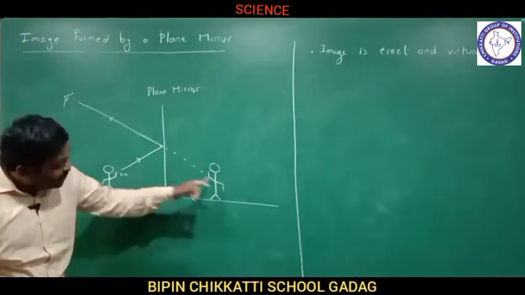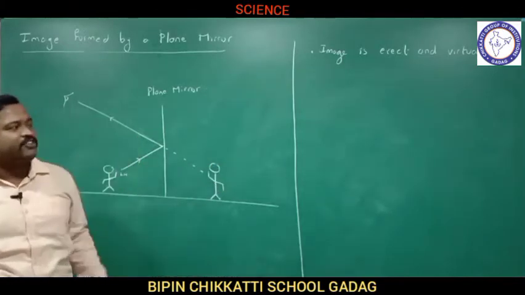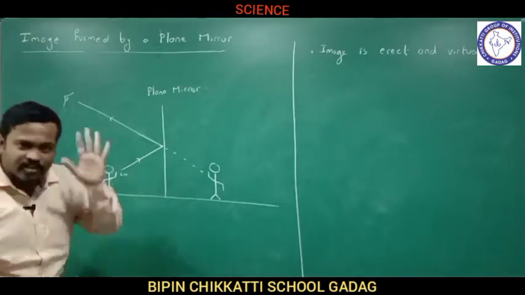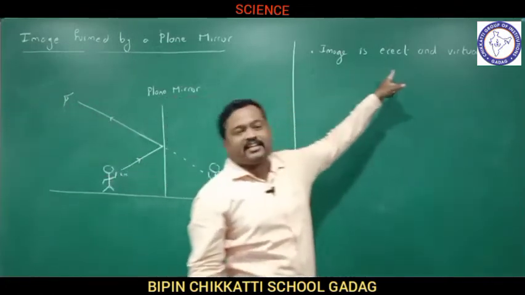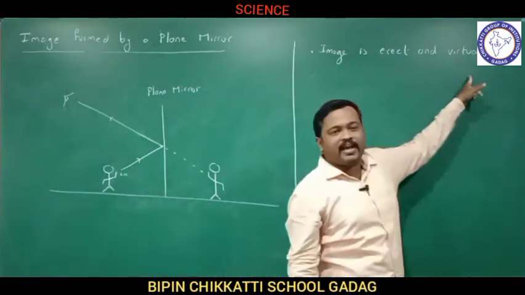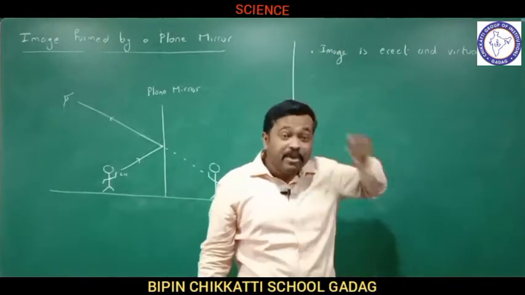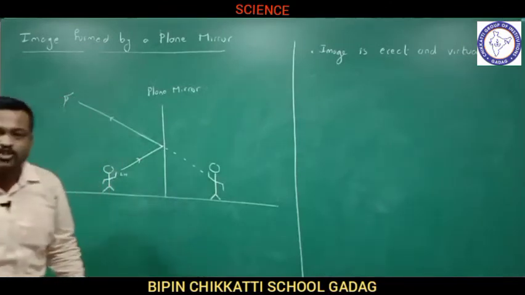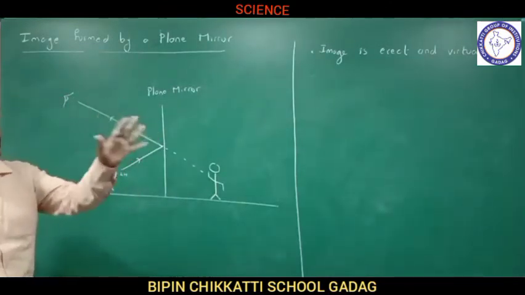If the light ray appears to come from some point, that kind of image is called virtual, right? What is the image formed by the plane mirror? The image is erect, which means upright, and the image is virtual. It appears to come from some other place, so that is called the virtual image. The image is erect and virtual.